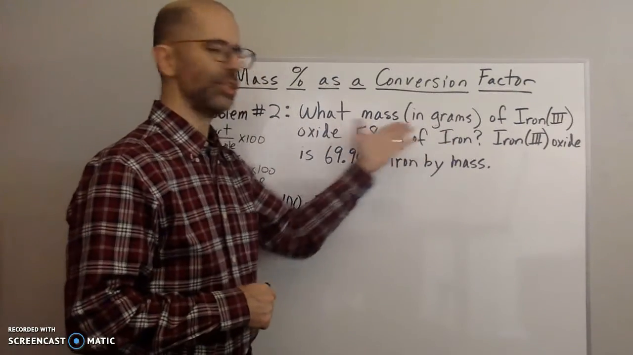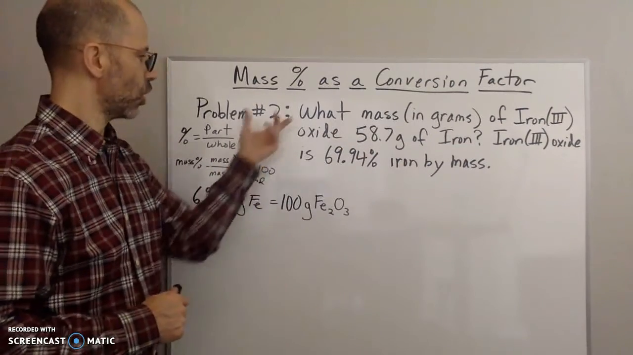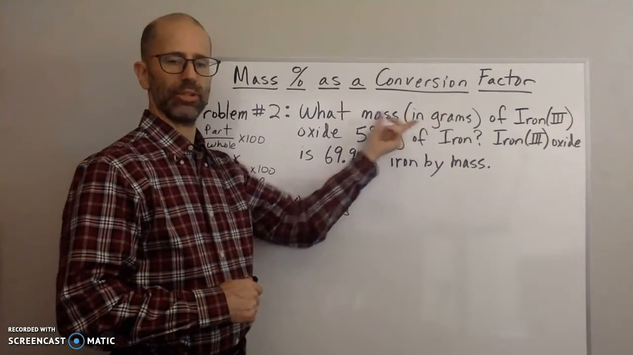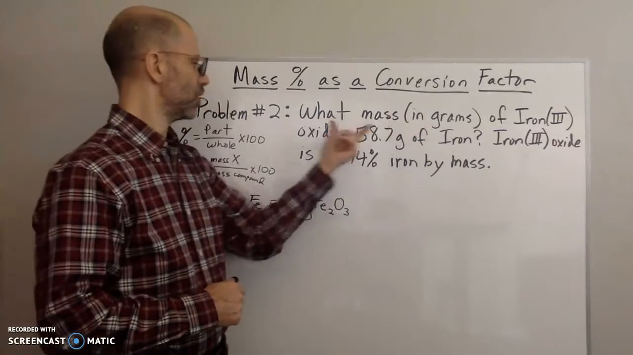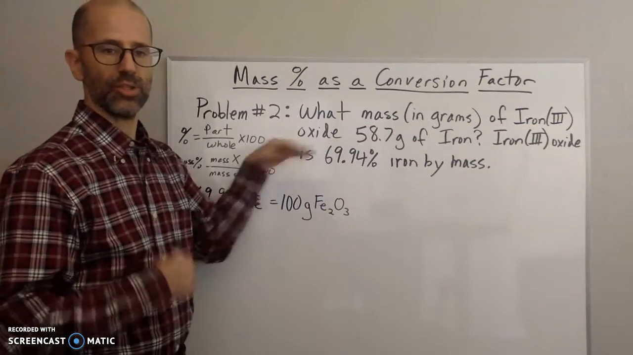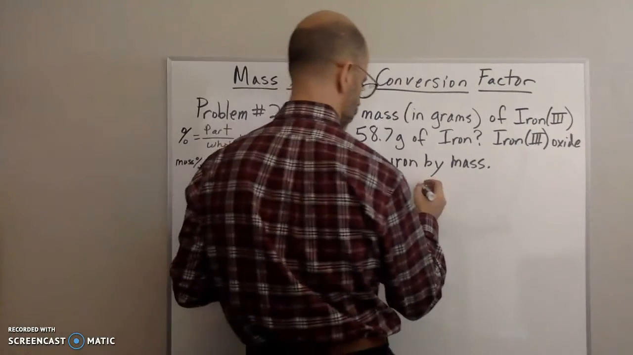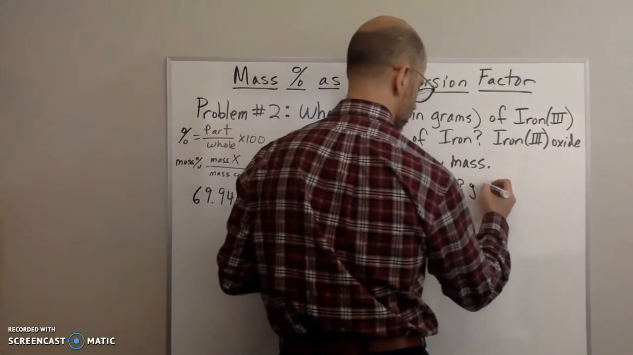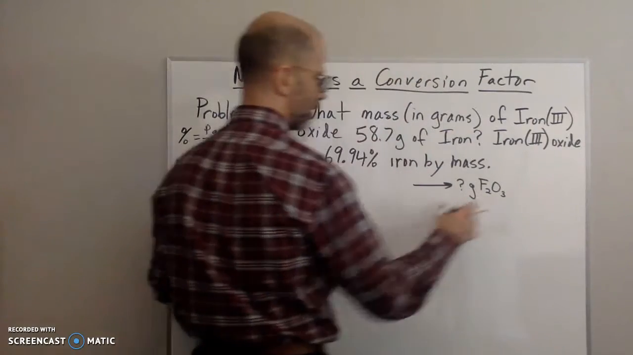The question in the problem will always tell us where to end and where to begin. The what part, the beginning of the question, whatever follows that is going to be our ending. That's where we're going to end our calculations. So what mass in grams of iron 3 oxide? They want us to find the grams of iron 3 oxide. So I'm going to write my arrow down. We need to get to a certain number of grams of iron 3 oxide. So that's where we're going to end.